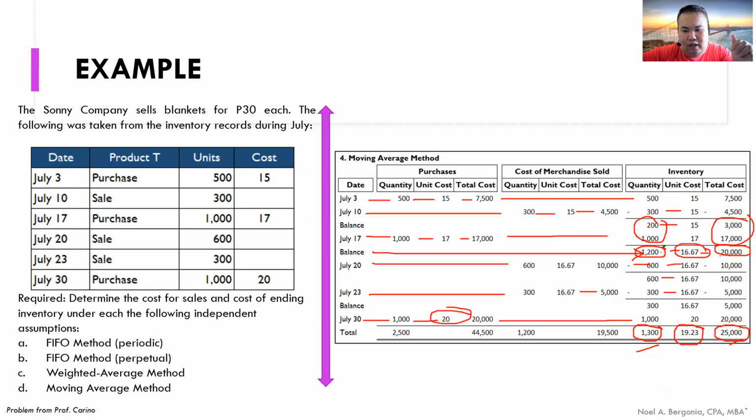Okay, so ayun, for the ending inventory, based on this example, we have 25,000 pesos, pero ang unit cost na pwedeng maging beginning balance sa August, kasi July po ito, no, is 19.23, and we have 1,300 units, which is actually the same units ng ending inventory sa mga previous na mga methods natin. Okay? And then for the cost of goods sold, 1,000 units pa rin po yung nabenta, pero it is already 19,500 since ang nabenta natin is not only 15 and 17, but rather it consists of 15 pesos na units at saka yung 16.67. Okay?